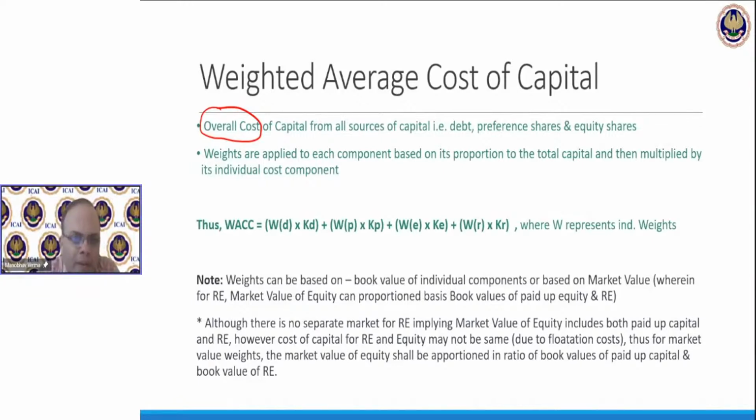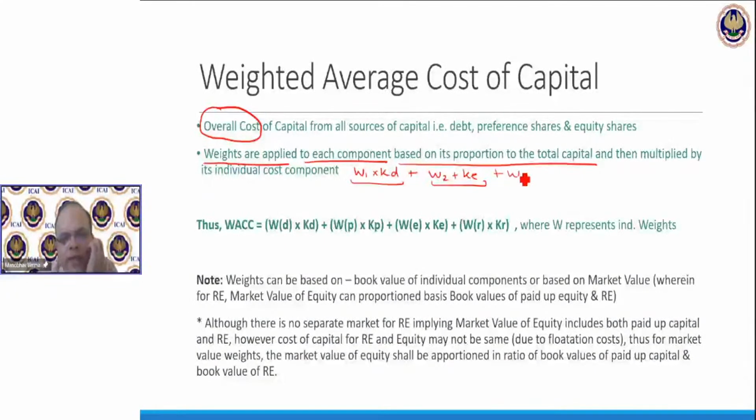So overall cost of capital is again from all the sources. And how do we calculate? We will apply the weights to each component based on its proportion to the total capital. So we're saying weights are applied to each component based on its proportion to the total capital and then multiplied by whatever we have done. So for example, we are talking about three sources of capital. Let's say weight 1 is for cost of debt. We're talking about weight 2 is cost of equity.